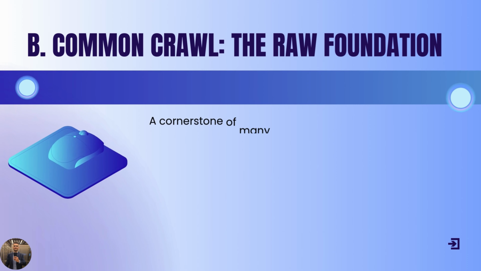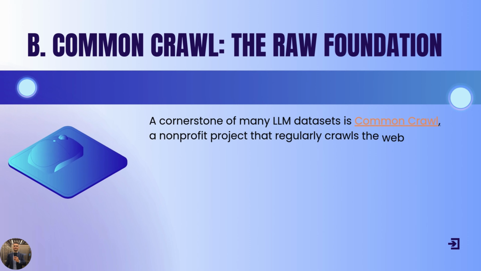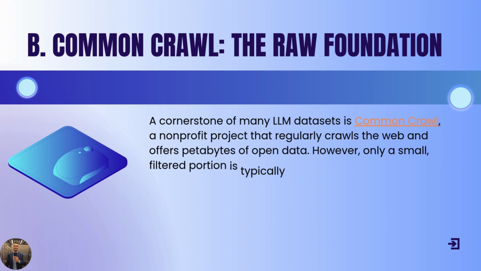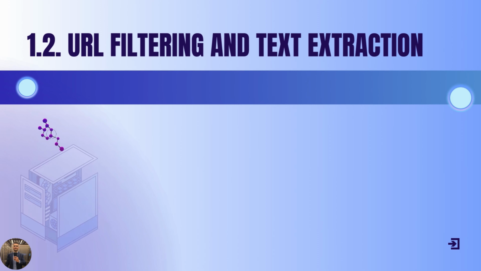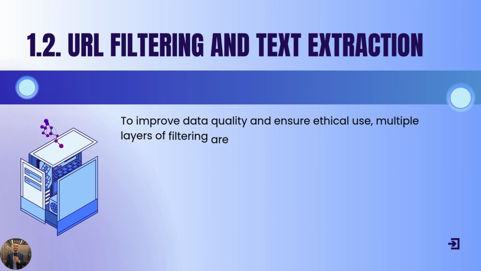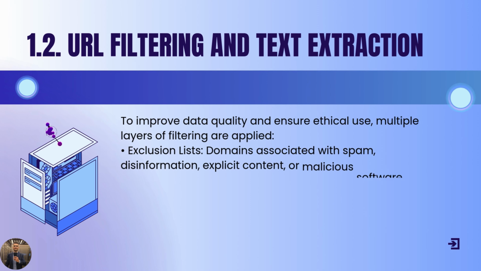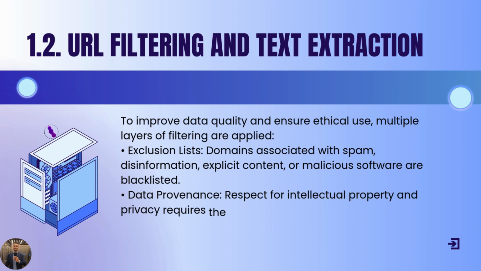A cornerstone of many LLM datasets is Common Crawl, a nonprofit project that regularly crawls the web and offers petabytes of open data. However, only a small, filtered portion is typically used, as the raw HTML contains everything from high-quality articles to broken pages and spam. So, let's begin with the actual steps. We'll combine Title 1 and Title 2 into a single title. URL filtering and text extraction.